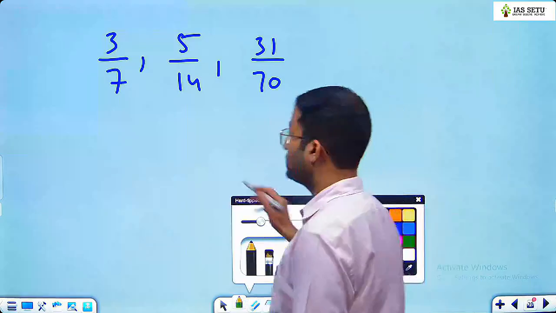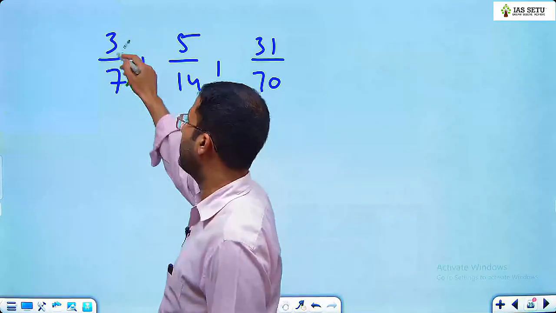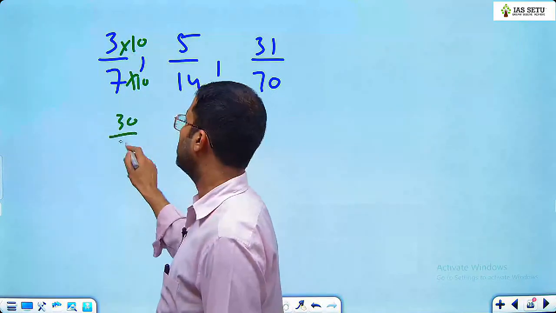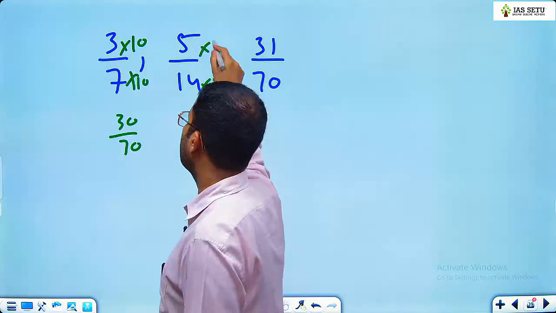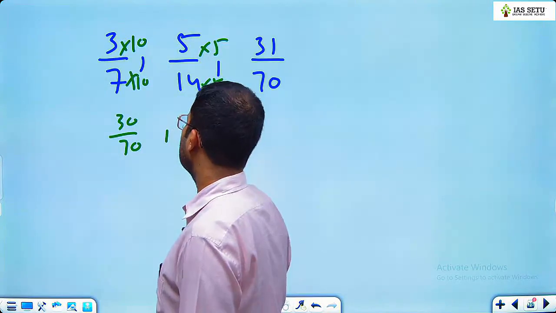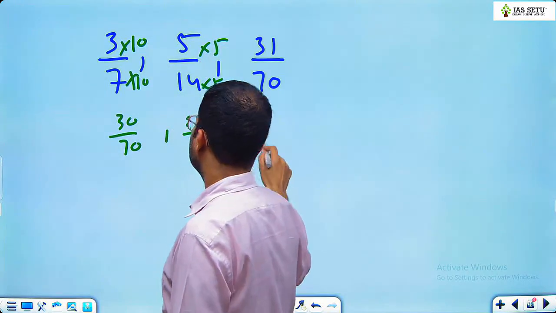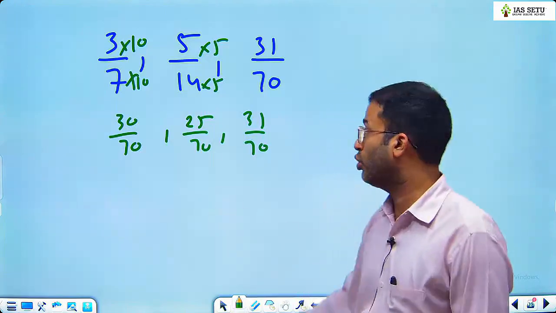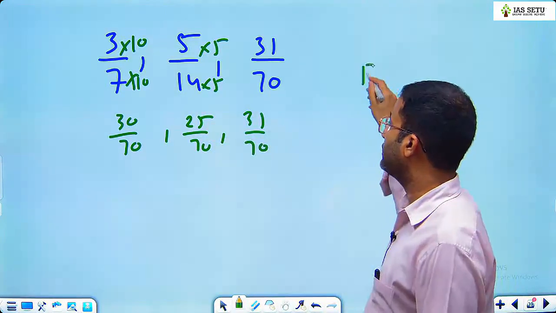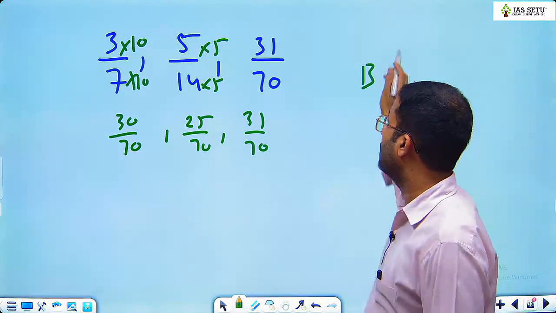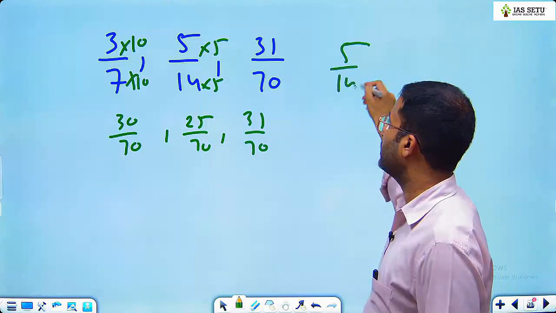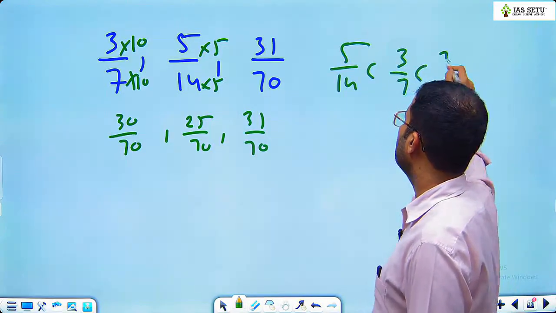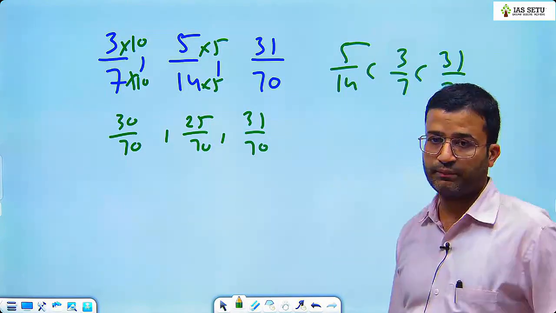Now here 70, we make it 70, multiply with 10, multiply with 10. This is 30 by 70, multiply with 5, multiply with 5. This is 25 by 70. This is 31 by 70. Which one is the smallest? B. And which one is the largest? C. So you can say 5 by 14 is smaller than 3 by 7, smaller than 31 by 70.